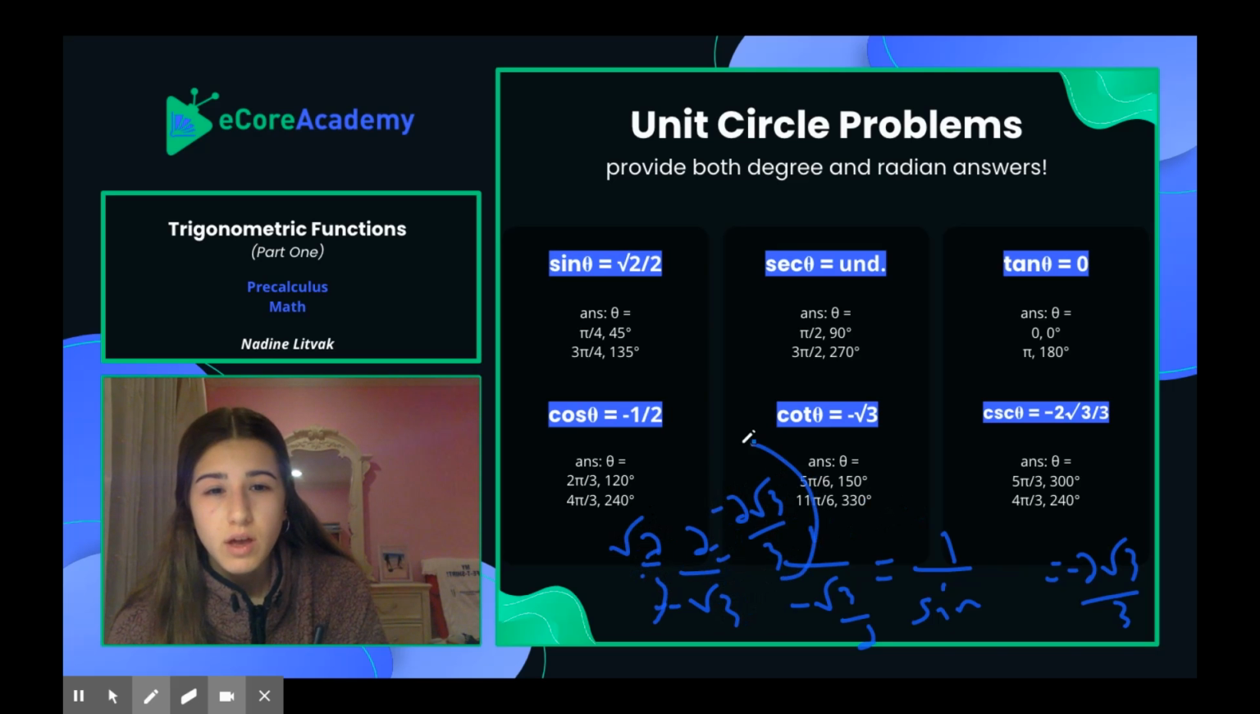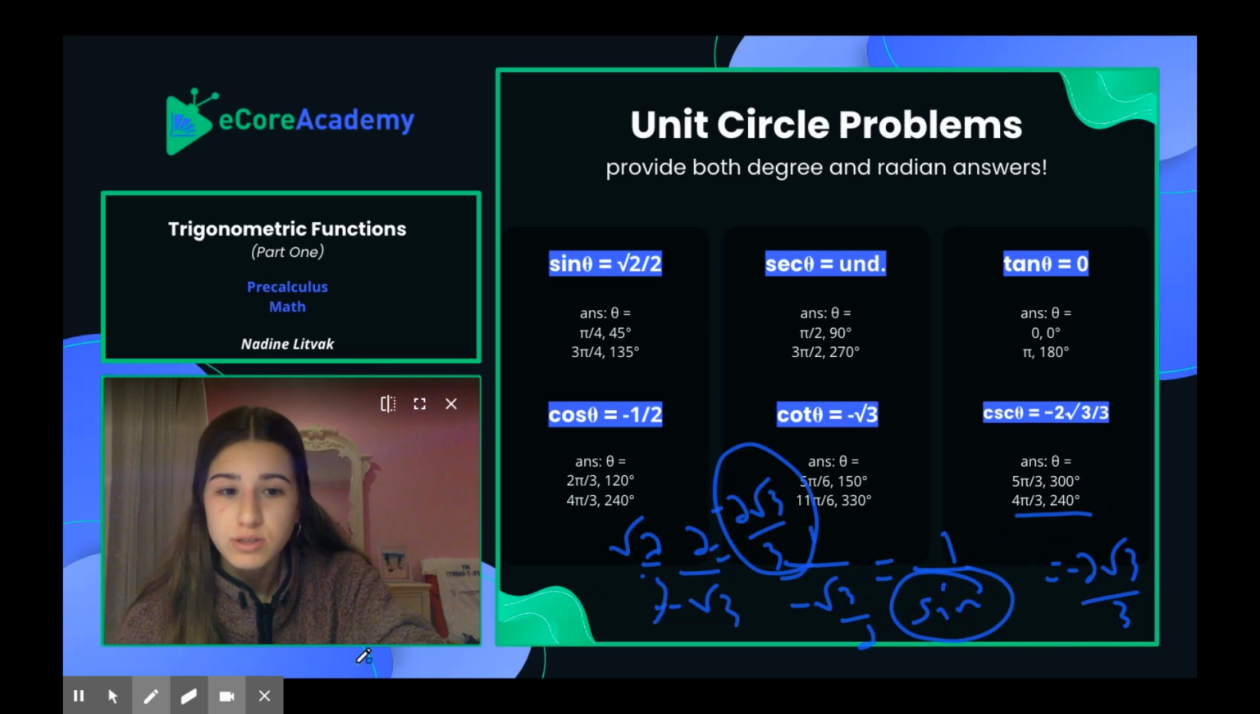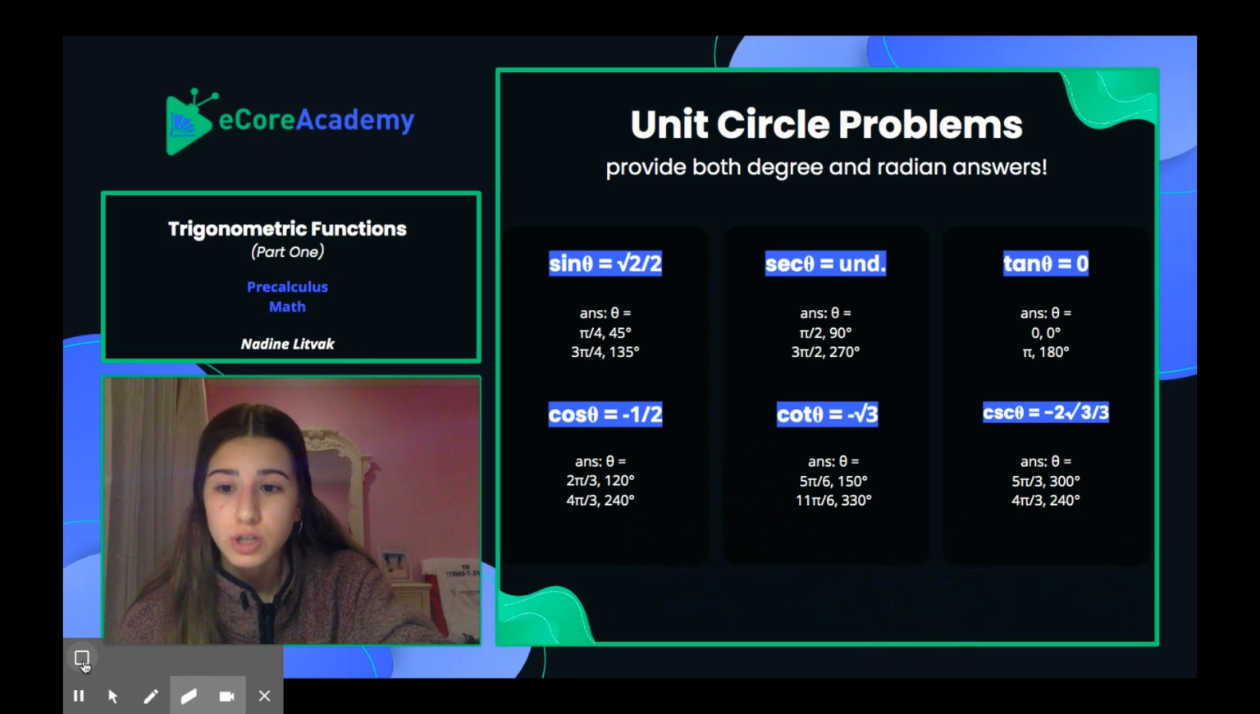So we just figured out that we need sine to be negative root 3 over 2. If you look on the unit circle, you will find that 5 pi over 3 and 300 degrees gives you negative root 3 over 2 as the sine value, so the y value, and at 4 pi over 3 at 240 degrees, that also gives you the sine value of negative root 3 over 2.